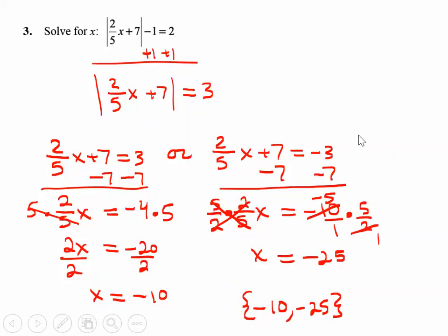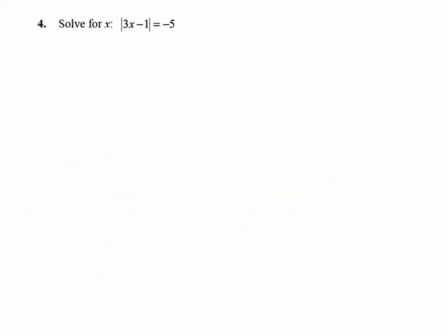Okay, the next one. What happens if the absolute value is equal to a negative number? All right, don't do it yet. Let's try it here. Remember how absolute value makes everything positive? Well, it's saying absolute value of this is equal to -5. Is that even possible? Because this is always going to be a positive number. So can a positive number ever equal a -5? I don't think so. So we just write no solution.